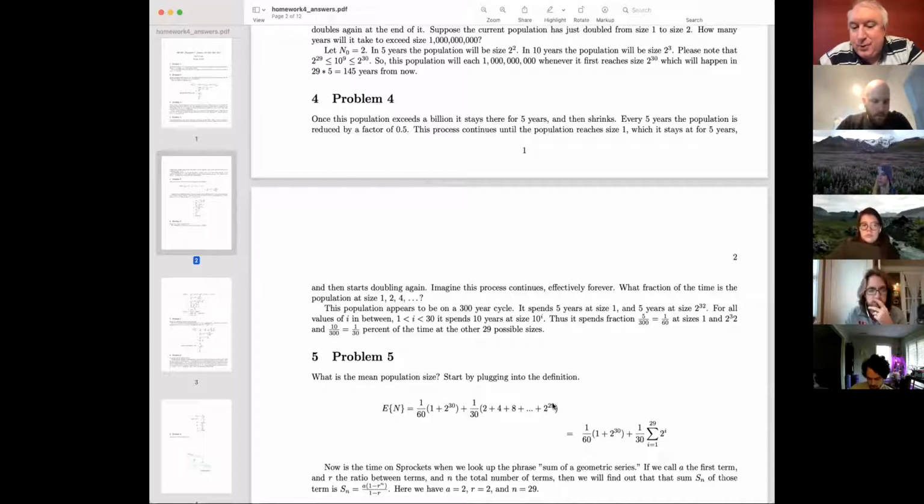So it turned out there are 29 steps. 1/30th of the time it's at each of those, and 1/30th of the time it's at the top and bottom size. Put together, they're another 10. Maybe that's the easiest way to say it. There are 29 steps where it spends 10 years, and there are 2 steps where it spends 5 years. So in total, it's 1/30th for each of those, and 1/60th for the top and bottom.